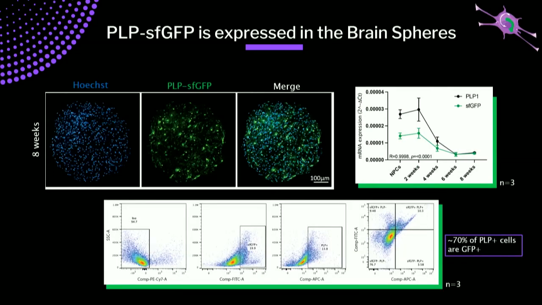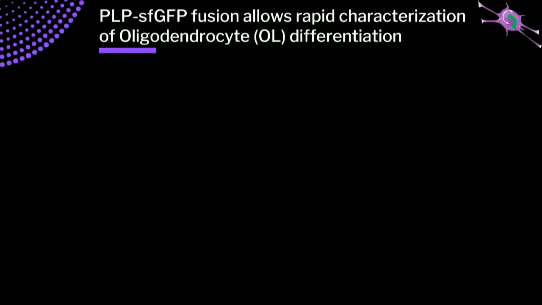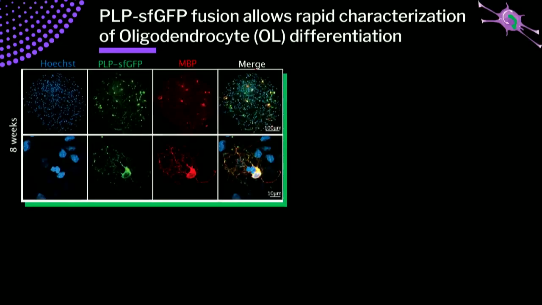We also did flow cytometry, so you can see here the expression of GFP, as well as the colocalization when you stain the cells with PLP antibody. We wanted to further characterize that the tag was specific for oligodendrocytes. So then we stained with myelin basic protein, that is another oligodendrocyte marker. So here you can see the endogenous.